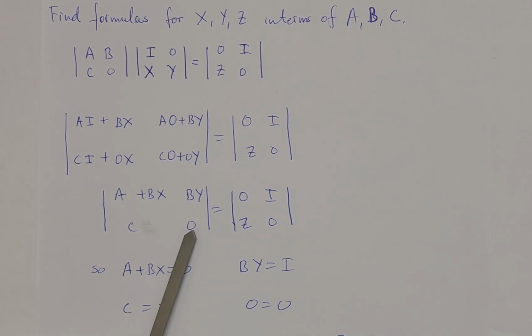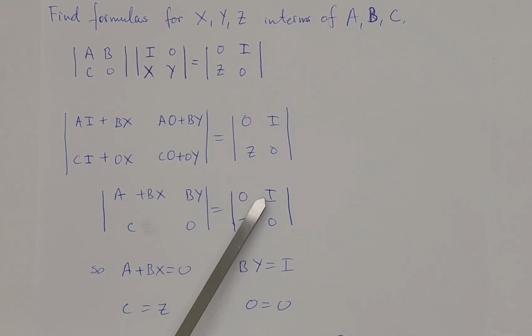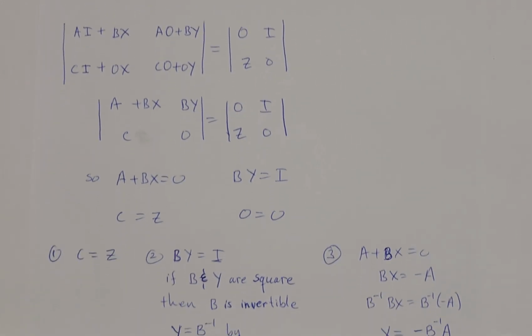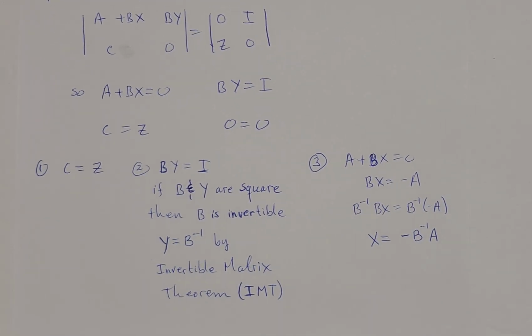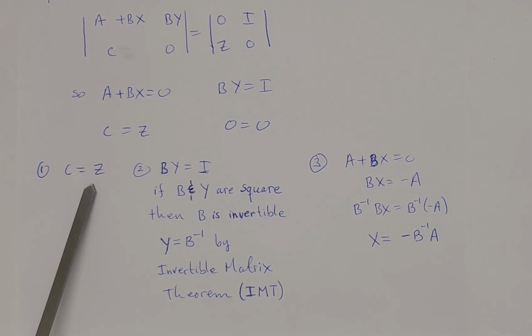Next we need to match them by the terms. A plus BX is equal to this 0, which is here. BY equals I, which is here. C equals Z, which is here. 0 equals 0, which is here. So we just match the terms up. Next, we need to find out what they are. If you look carefully, C equals Z, this is already done, so there's no solving.